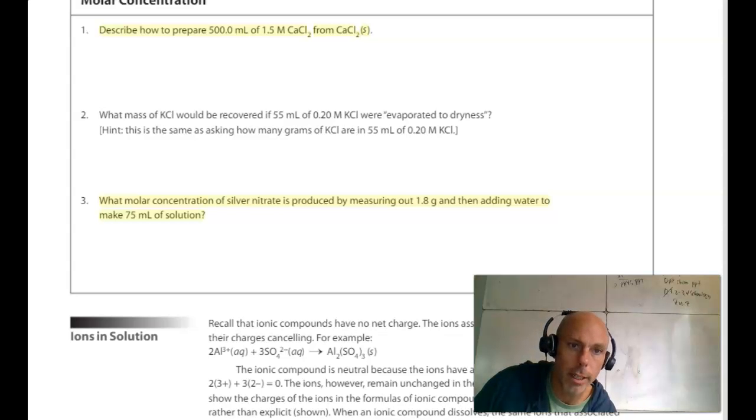And now we're going to do practice problem 3 on this same page, 156 of our ebook. What molar concentration of silver nitrate is produced by measuring out 1.8 grams and then adding water to make a total volume of 75 milliliters of solution?